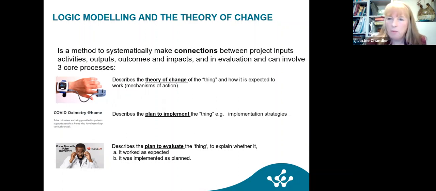So part of what we're doing when we're working with innovators and people in the NHS is to really understand what it is that we're going to evaluate. That's what they're coming to us for. So we do need to understand the thing, what it is. What are the mechanisms of action? How are you assuming it's going to work? What are the problems it's going to solve? And then describe how you're going to implement it.